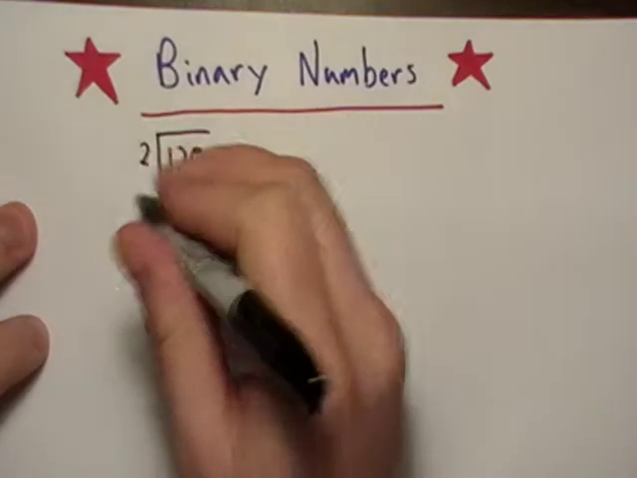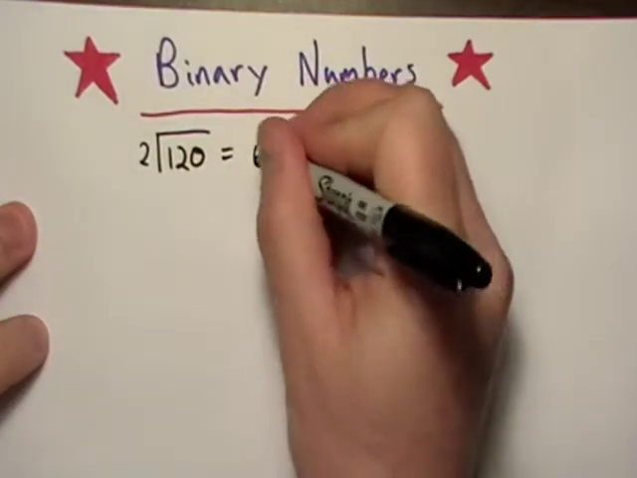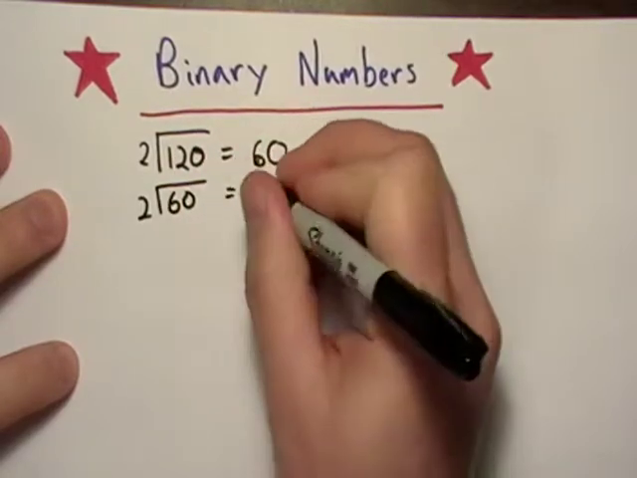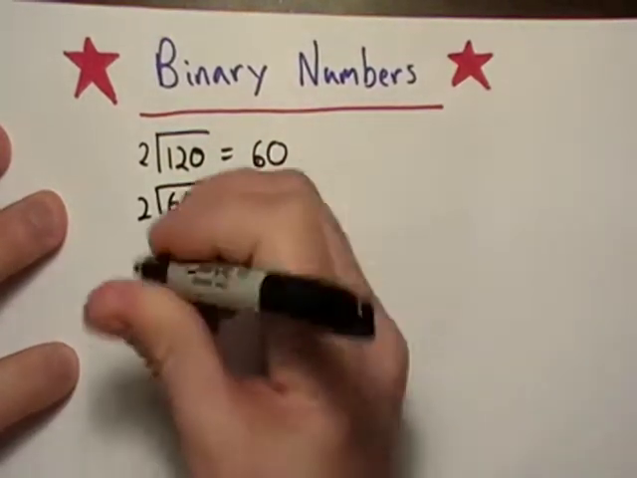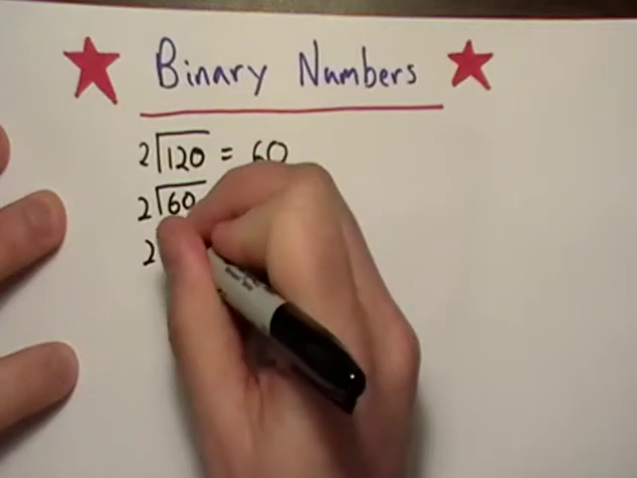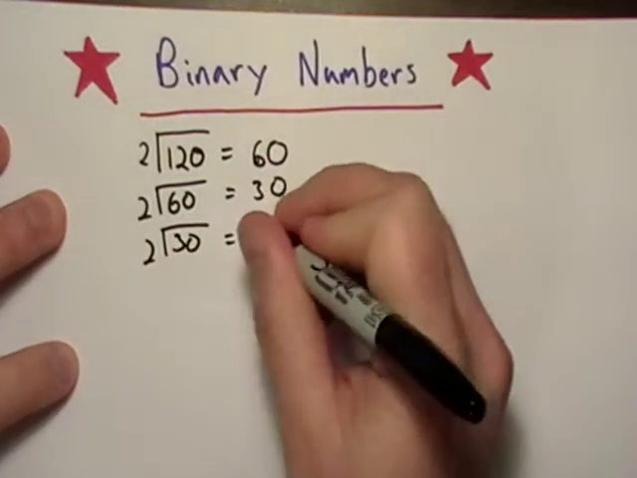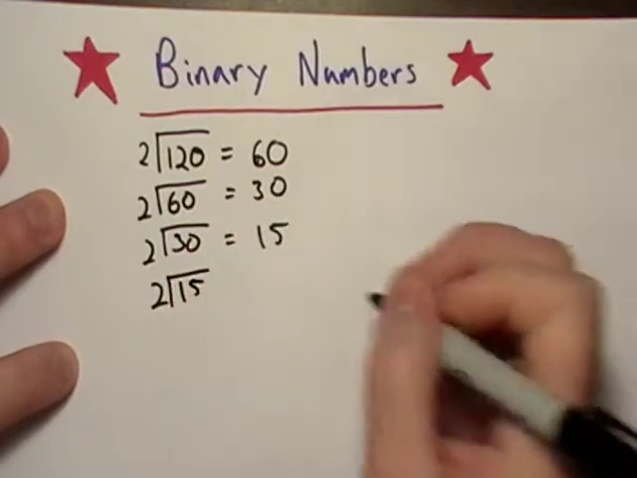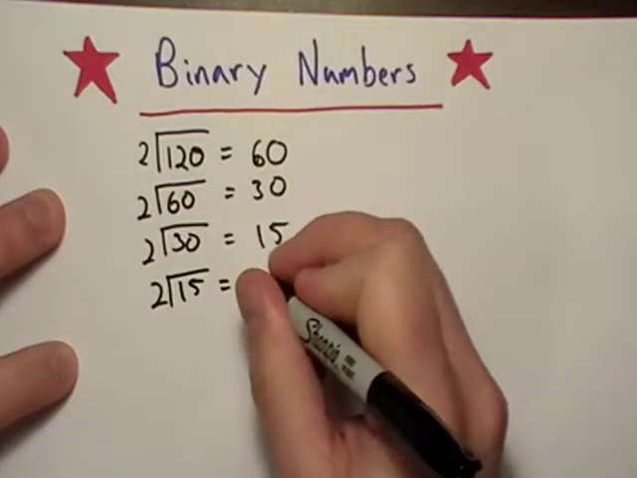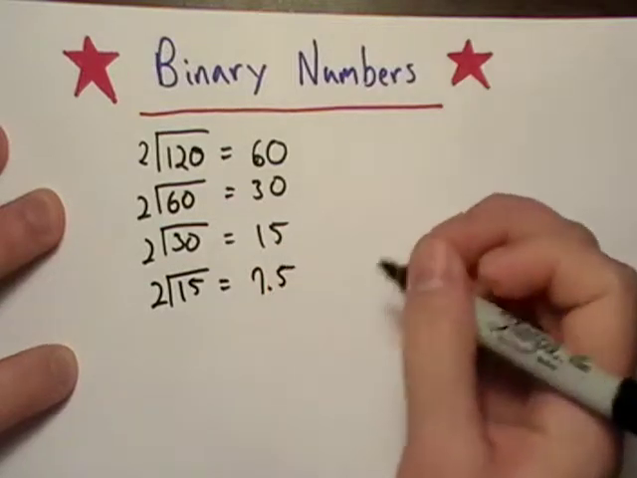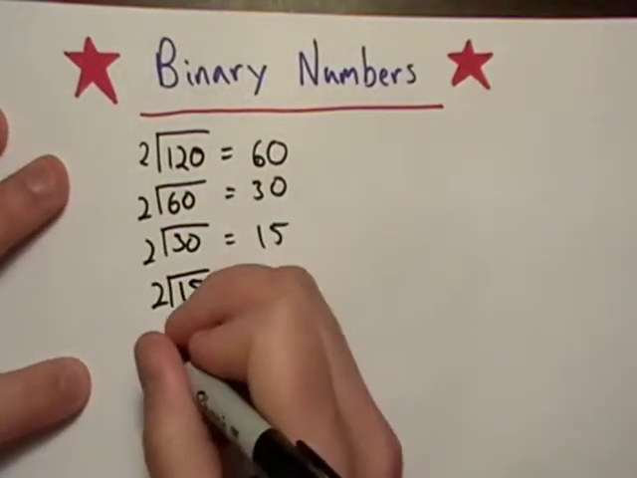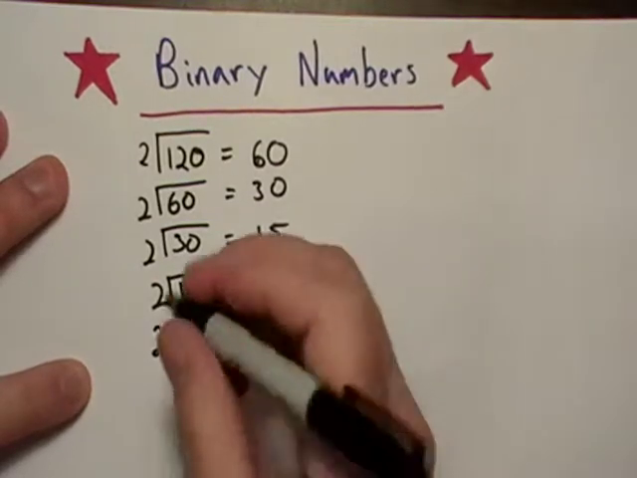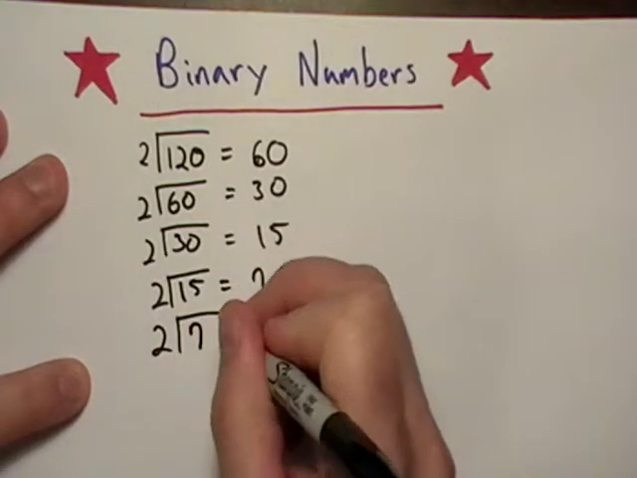So we'll take 120 and divide it by 2. That gives us 60. Then we're going to take 60 and divide it by 2. That gives us 30. Then we take 30 and divide it by 2. That gives us 15. So we'll take 15, divide that in half, and that's 7.5. We're not going to divide 7.5, but we're going to divide 7.